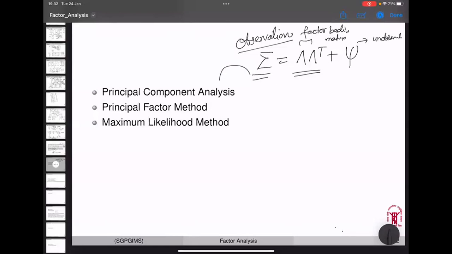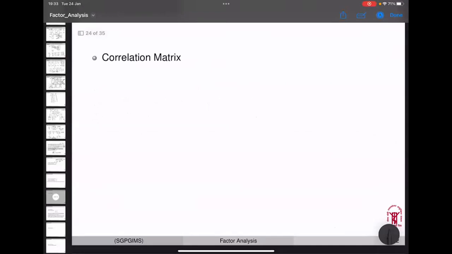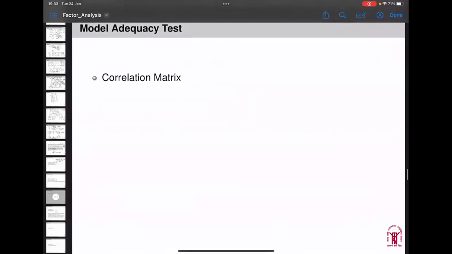Now, with the help of these methods, the principal component method, principal factor method, and maximum likelihood method, we can estimate these factor loadings. But how we do that is out of scope of this lecture. The software will do this for us. I will explain how the software is going to estimate our factor loadings.